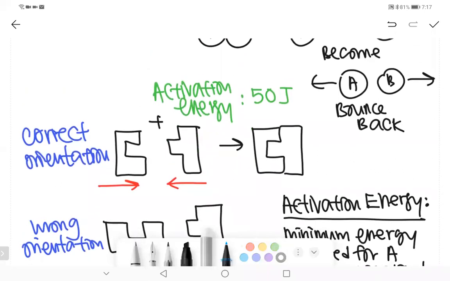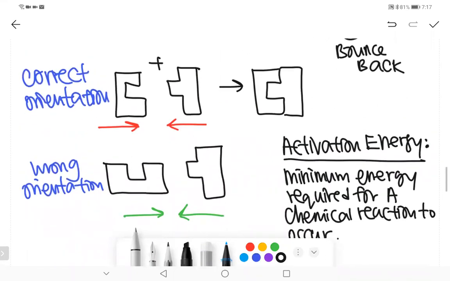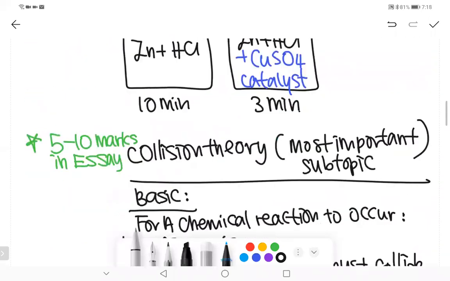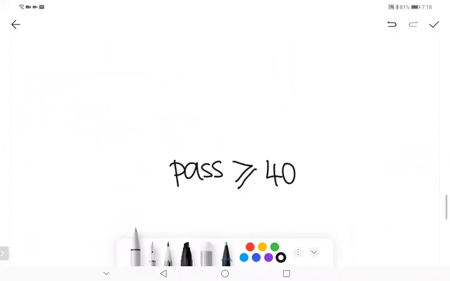If you want to have effective collision, you must make sure that your raw material collides in the right arrangement, which we call correct orientation, and they must collide with enough energy. So what do we mean by enough energy? The energy must be equal or higher than activation energy. We must have equal or higher than activation energy, then only they can react. So that is everything you need to know for collision theory.